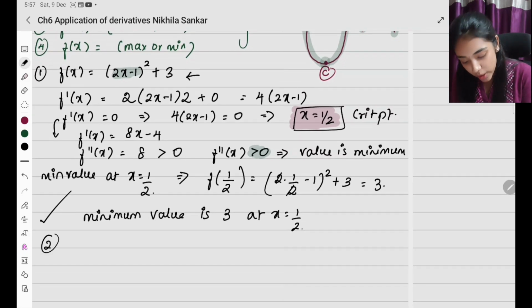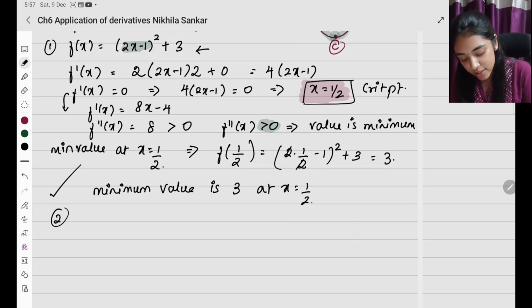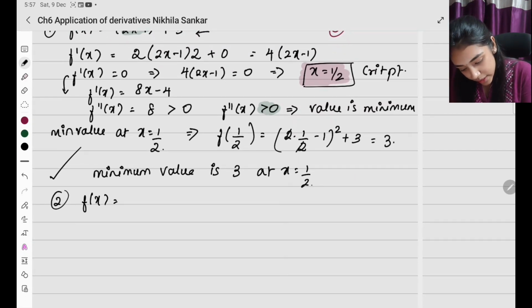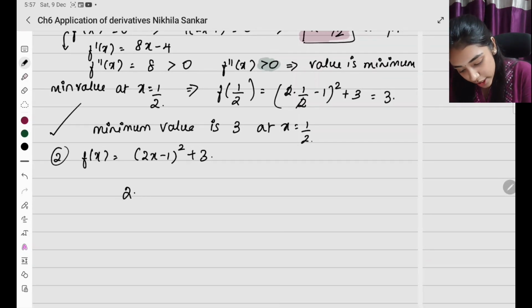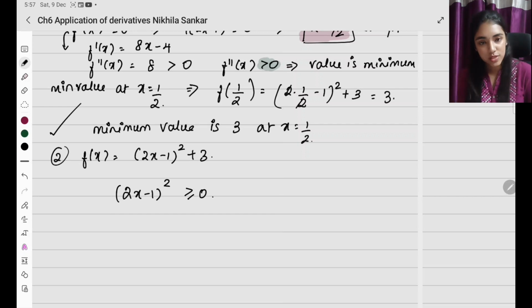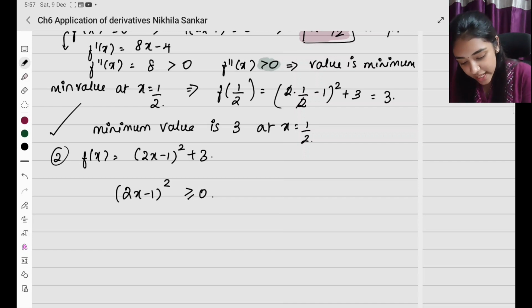இப்போ method 2 நான் என்ன பண்ண போறேன்? My equation I'll write it again. So f of x equals 2x minus 1 the whole square plus 3. So you can do it in this method also. இப்போ இங்க என்ன பண்ண போறோம்? I know that 2x minus 1 the whole square is going to be greater than or equal to 0. Correct? Any square term is going to be greater than or equal to 0. So I see that I need a plus 3.